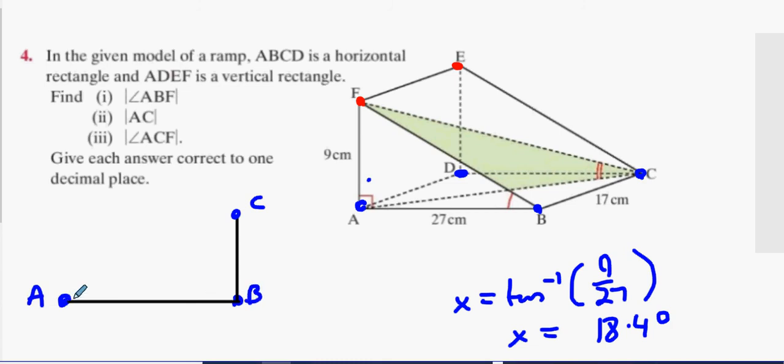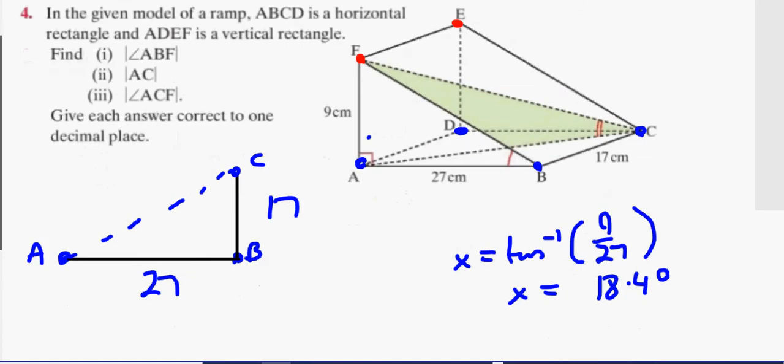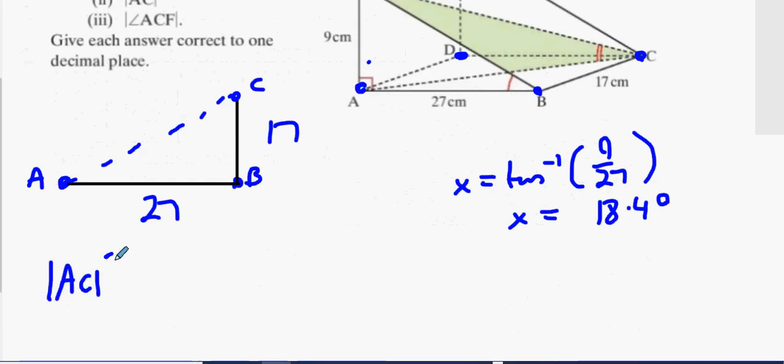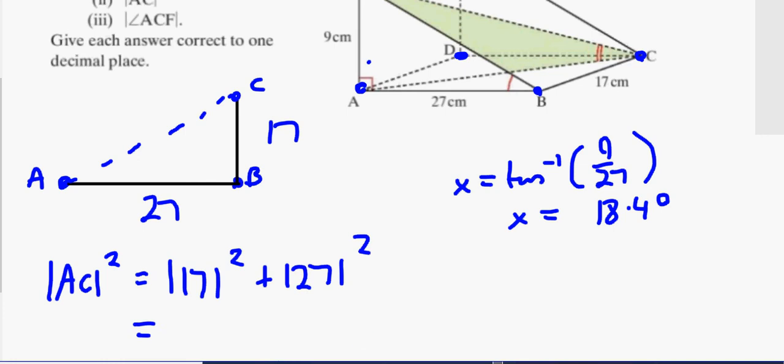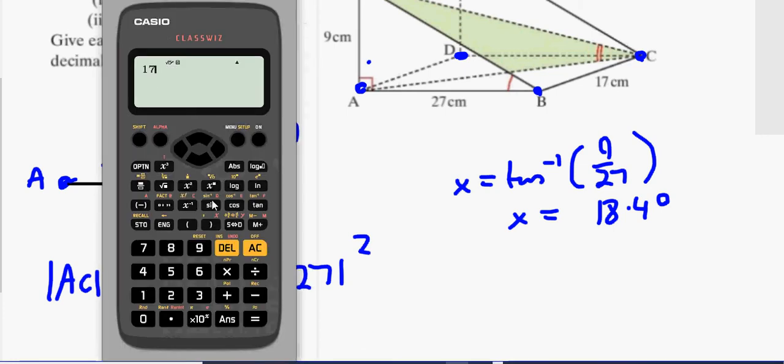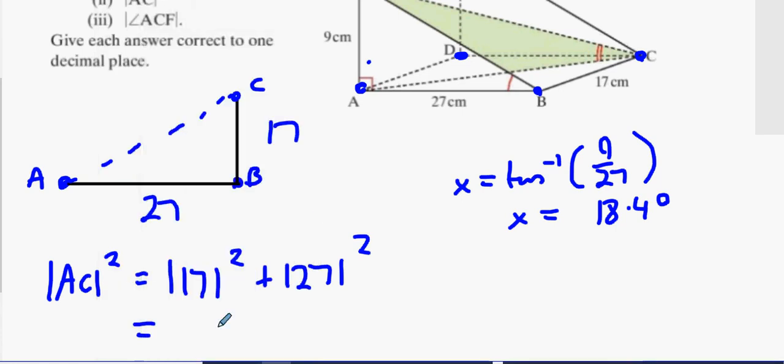Now, what theorem would get you the answer? Pythagoras. Yeah, I think if we do Pythagoras' theorem for AC, we're in business. So let's do that now. Alright, 17 squared plus 27 squared, and then square root the answer. What did you get? We got 31.91, is it?